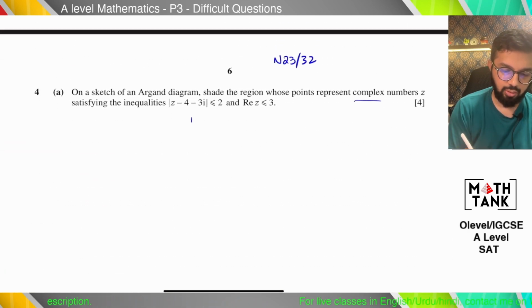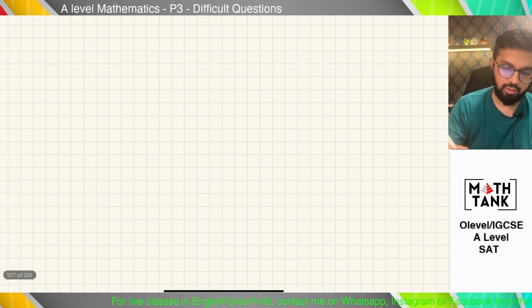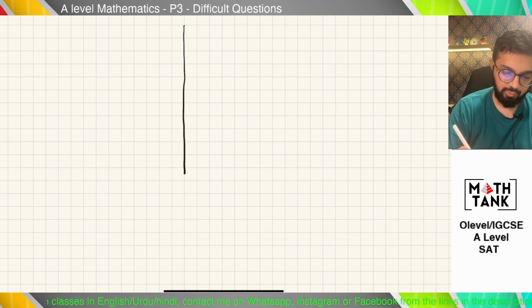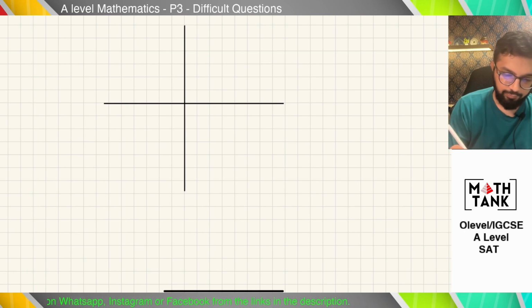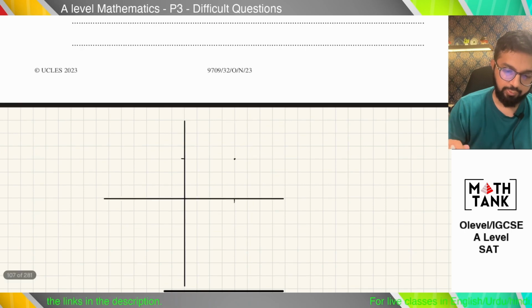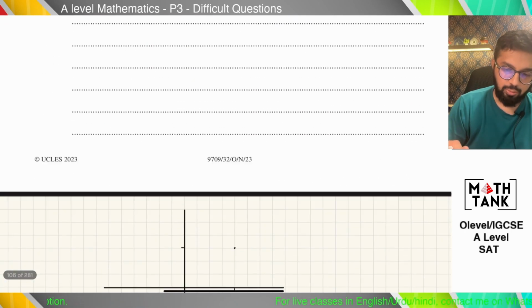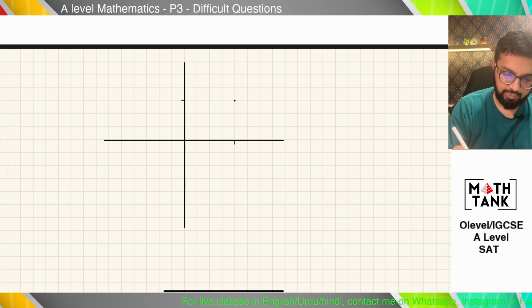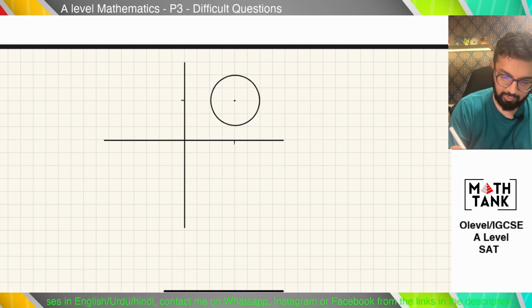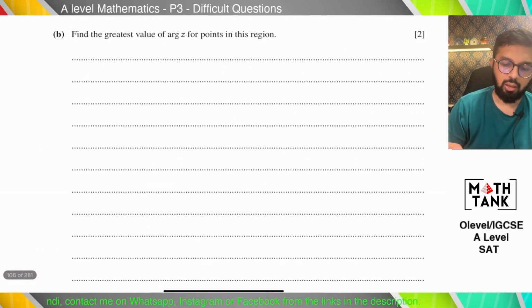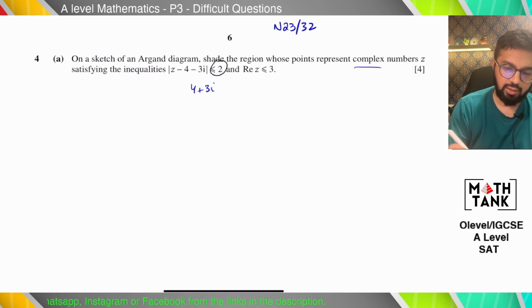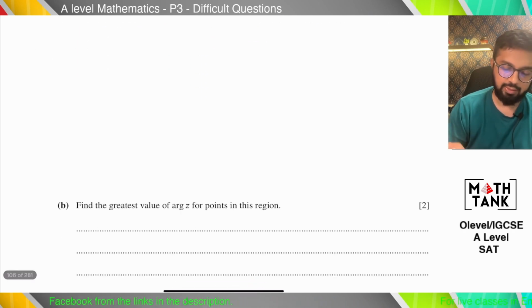First, I need to draw a circle with 4 plus 3i as the center. So I'm just going to draw it here. 4 and 3i. Okay, and 2 is my radius. Okay, and then I want to shade inside the circle, and Re(z) is less than or equal to 3.